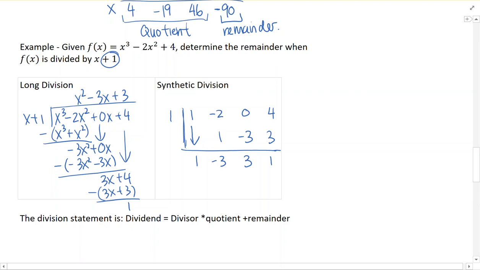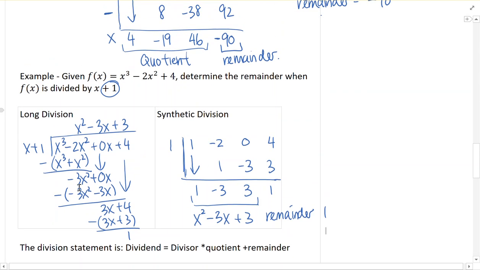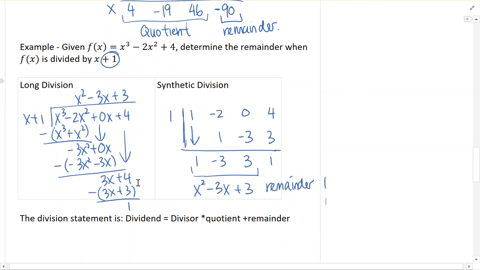And as you can see here, remember, here is our quotient. So if we write that, that's basically x squared, since we had a degree 3 to start, minus 3x plus 3. And we have remainder 1. Hey, that looks exactly the same as what we had in long division. So both ways will work. It's kind of your preference which way you want to go.